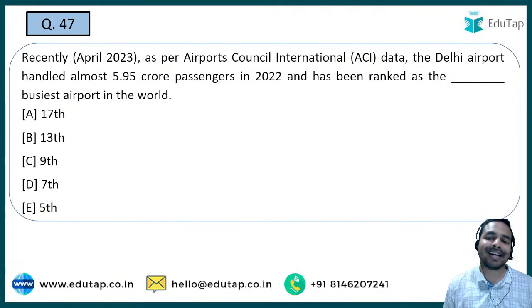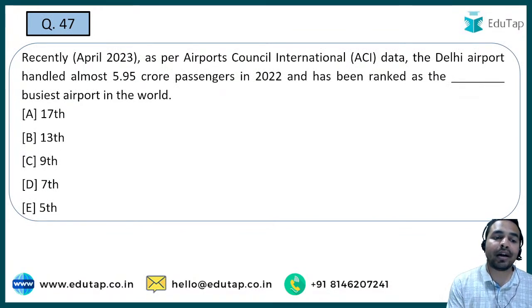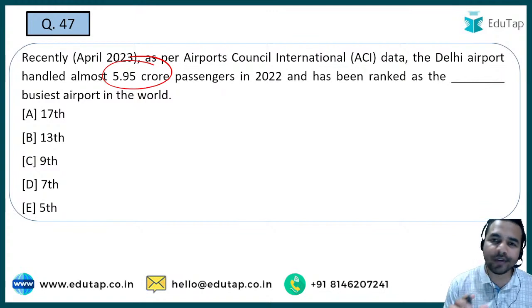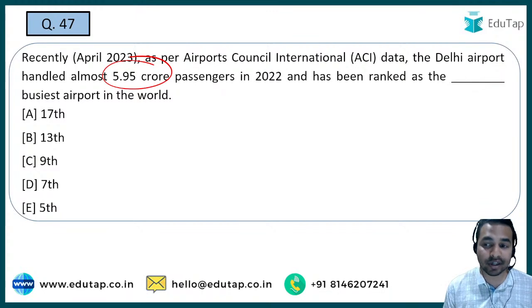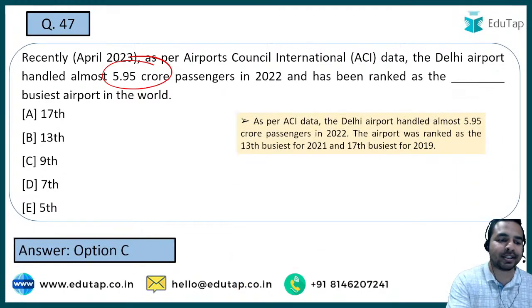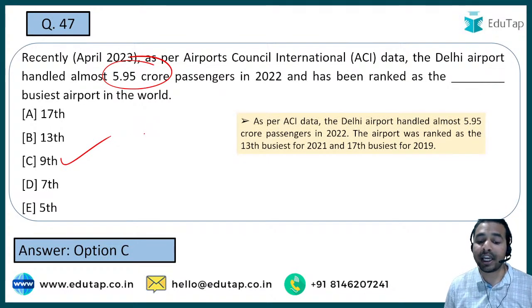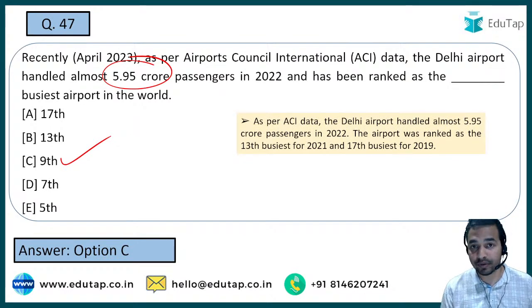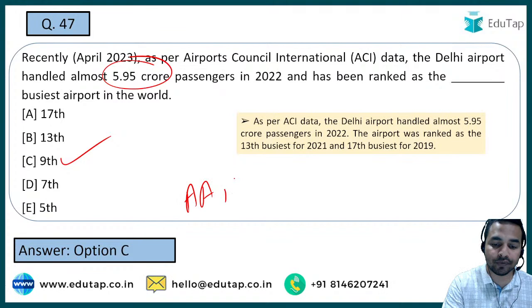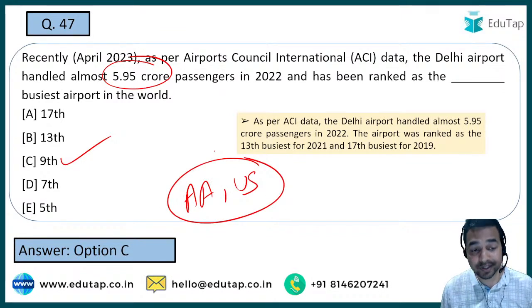As per the Airports Council International, Delhi Airport handled almost 5.95 crore passengers, and it was among the top 10 airports. See guys, I have given you a hint to that question. You are just required to identify the rank of Delhi International Airport, but I have already told you that it was among the top 10 busiest airports, and the rank of Delhi Airport was 9th. And guys, the airport which was at the top of this list, that is the busiest airport in the world, was Atlanta Airport of the United States, which was the busiest airport as per the report.